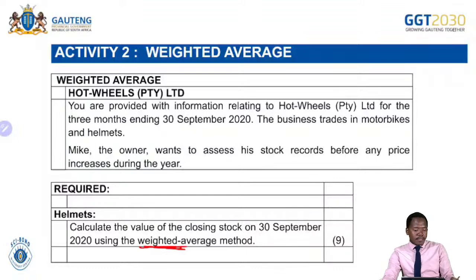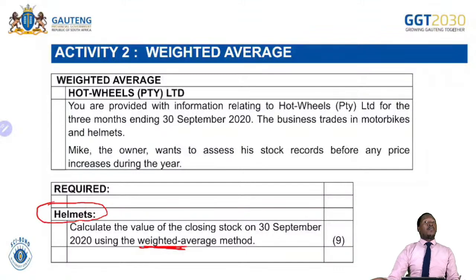Now, Grade 12, we are also looking at the product of helmets. Please be careful, Grade 12. You may also be given 2 products. Do not confuse things. You must know that for helmets, we are using this inventory valuation method. For this product, we are using this inventory valuation method. Right. We are focusing on the helmet product.